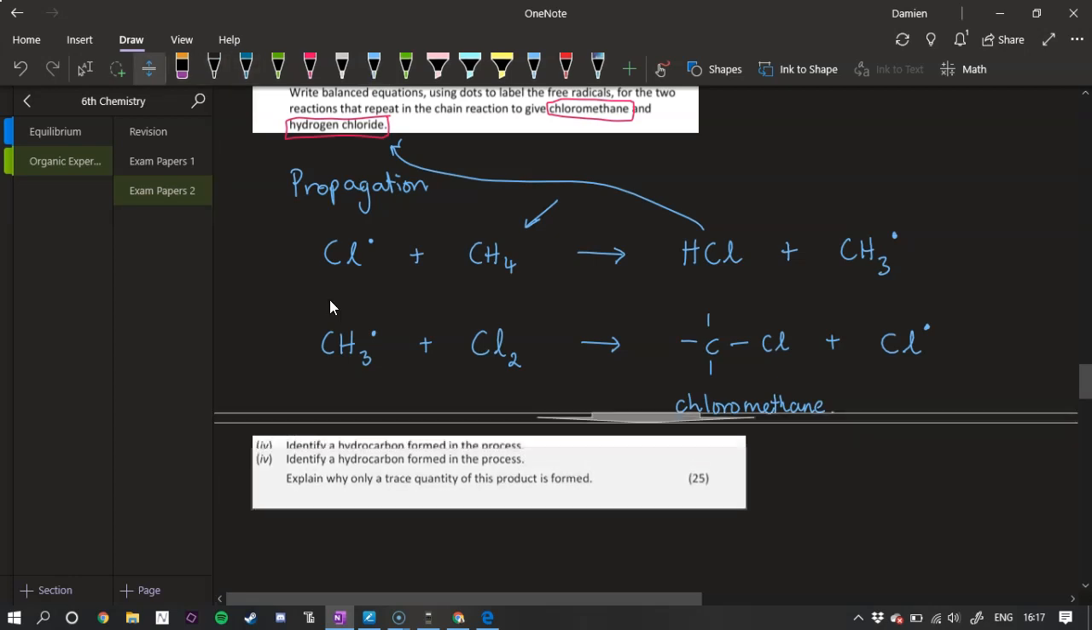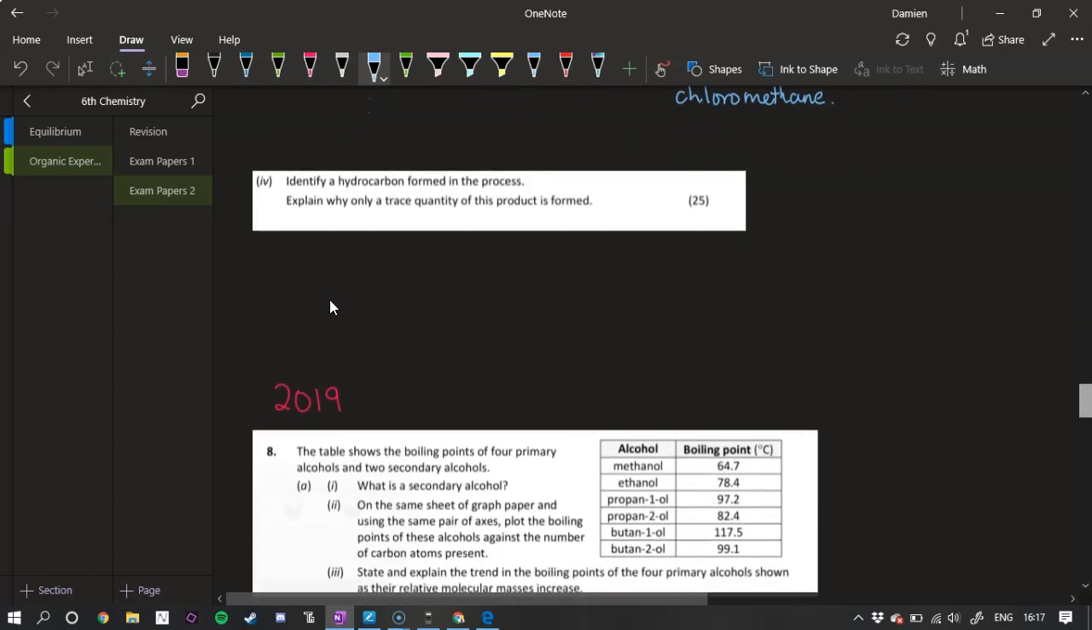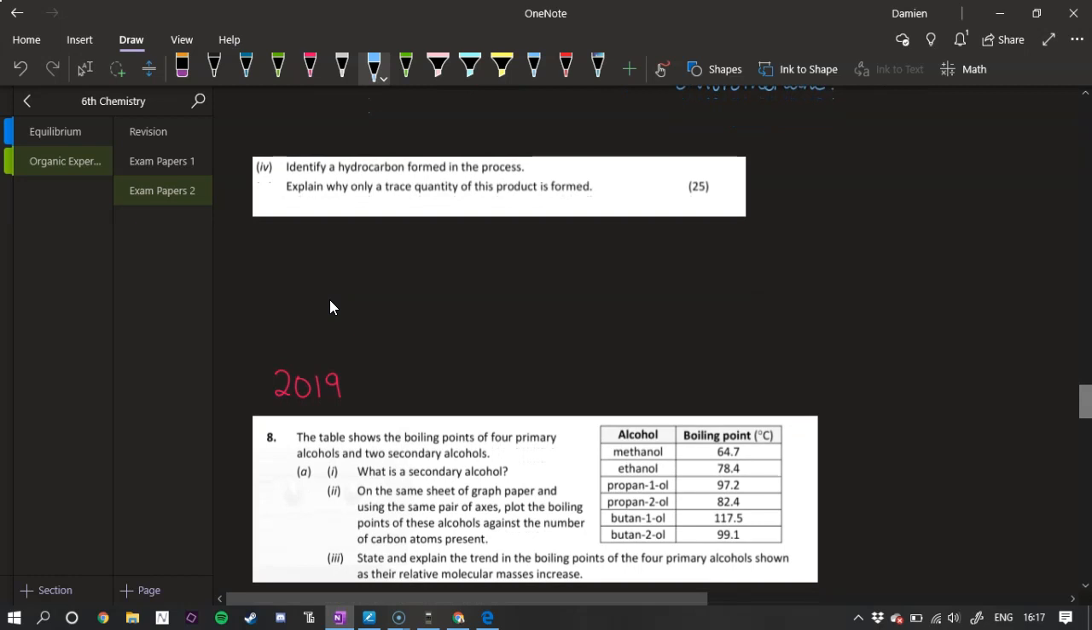Okay, moving on to part 4. Identify a hydrocarbon that is formed in the process and explain why only a trace quantity is formed in this particular instance. So a byproduct of these, of course, is ethane. And where do we get ethane from? Well, if you have a methyl free radical and you have another methyl free radical and the 2 of them react with each other during a chain reaction, you end up producing this. They just join together, and this, of course, is ethane, and this is a hydrocarbon. So this is the sample that it's talking about.